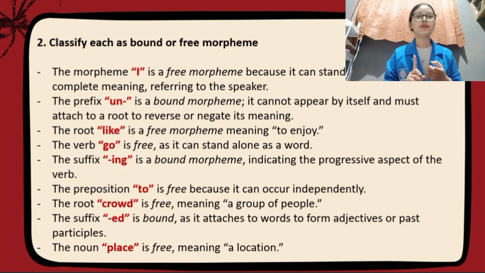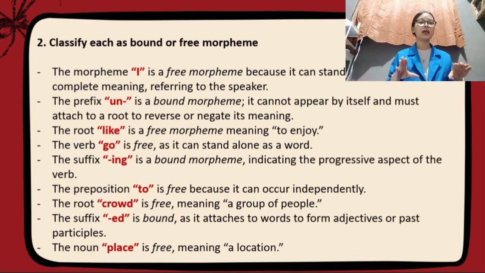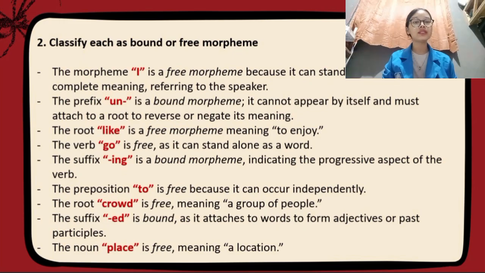The next, the verb "go," is free as it can stand alone as a word. The suffix "-ing" is a bound morpheme indicating the progressive aspect of the verb. The preposition "to" is free because it can occur independently. Next, the root "crowd" is free, meaning a group of people. The suffix "-ed" is bound as it attaches to a word to form an adjective or past participle.